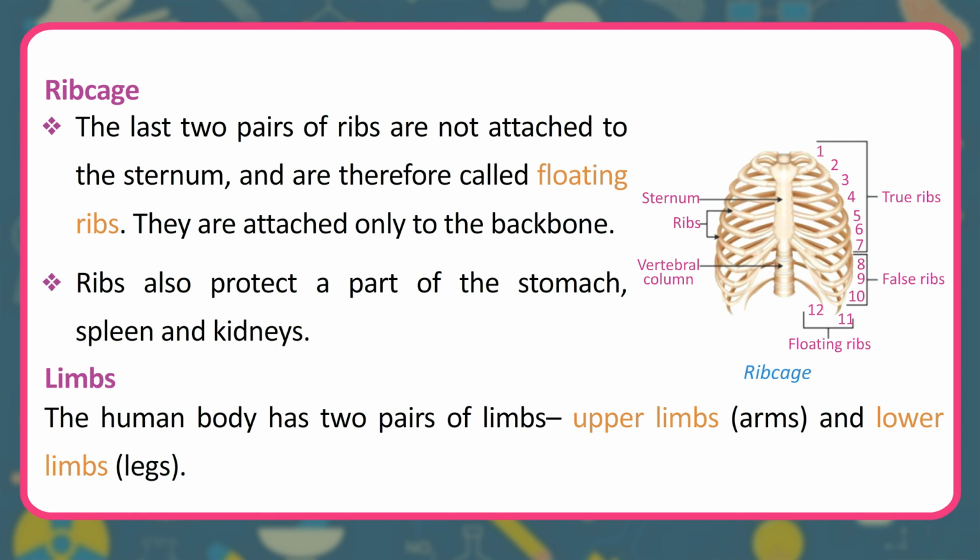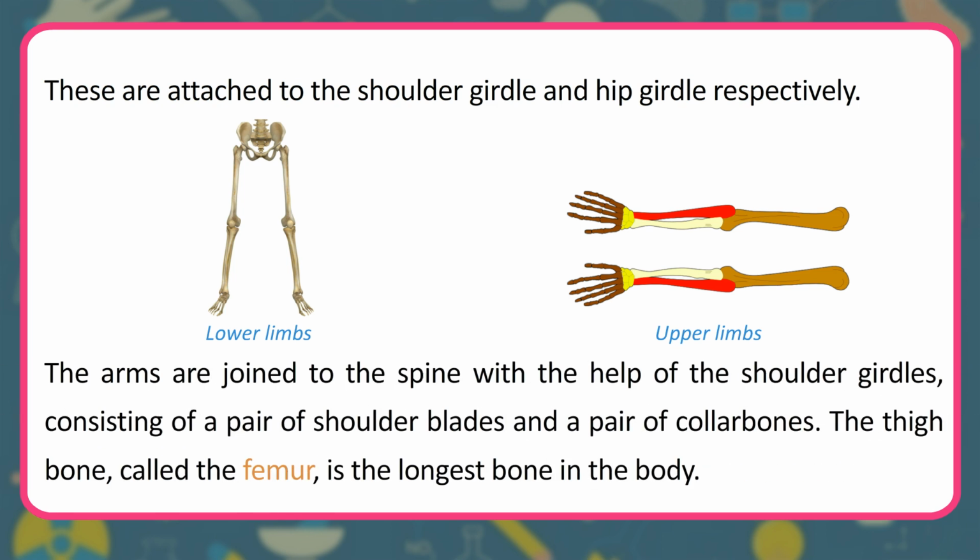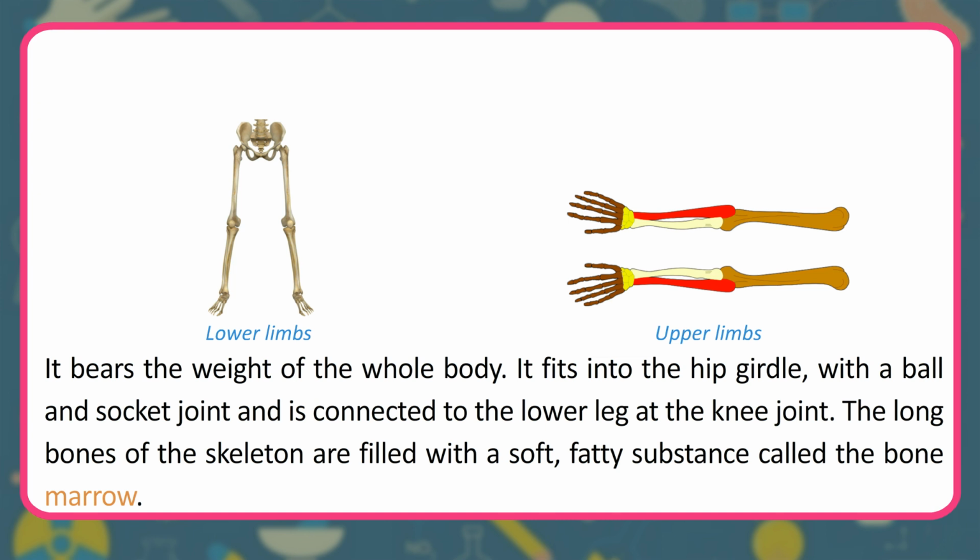Limbs. The human body has 2 pairs of limbs: upper limbs, arms, and lower limbs, legs. These are attached to the shoulder girdle and hip girdle respectively. The arms are joined to the spine with the help of the shoulder girdles, consisting of a pair of shoulder blades and a pair of collarbones. The thigh bone, called the femur, is the longest bone in the body. It bears the weight of the whole body. It fits into the hip girdle with a ball and socket joint and is connected to the lower leg at the knee joint. The long bones of the skeleton are filled with a soft, fatty substance called the bone marrow.